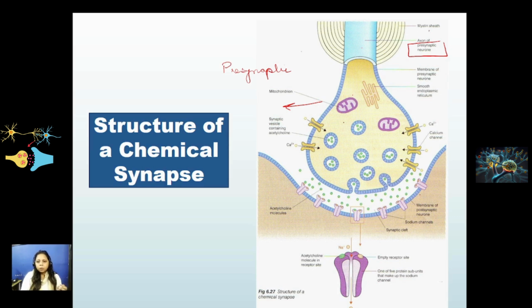These are the vesicles which you can see in blue, and this one is the postsynaptic neuron, and these pink ones are the receptor cells which are going to accept the neurotransmitter. So this is a general structure. Let's go into the detail of the process, how it happens. Let's just start from here.